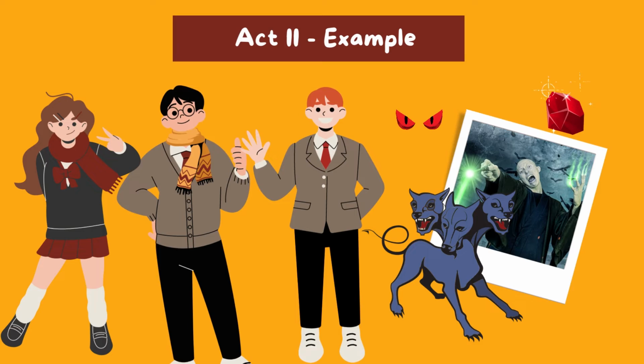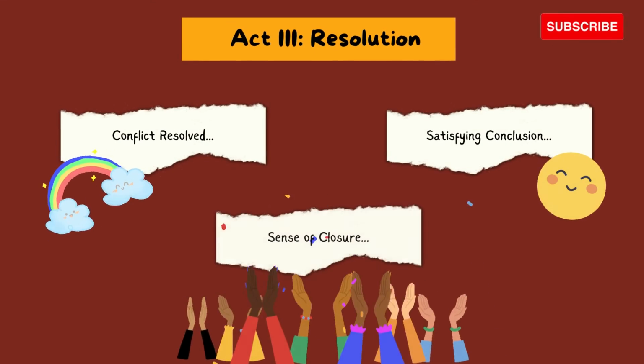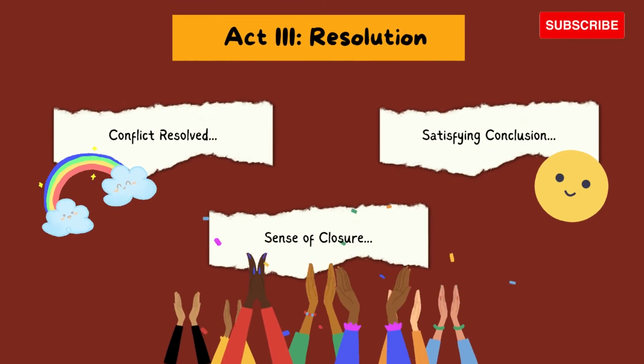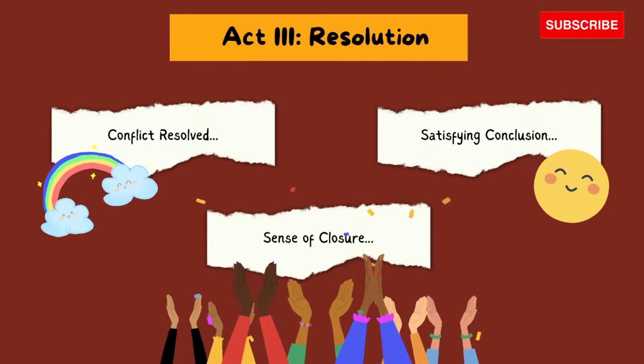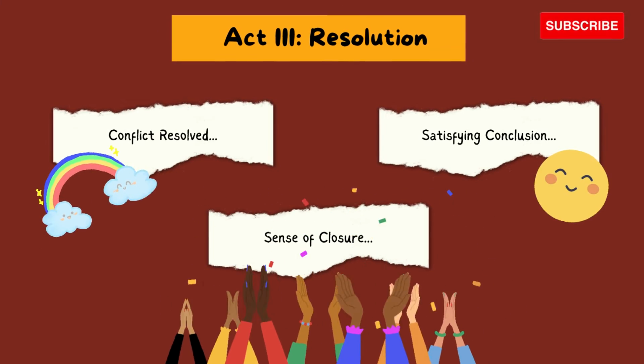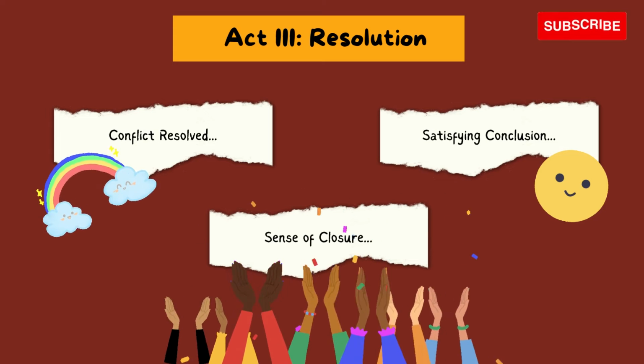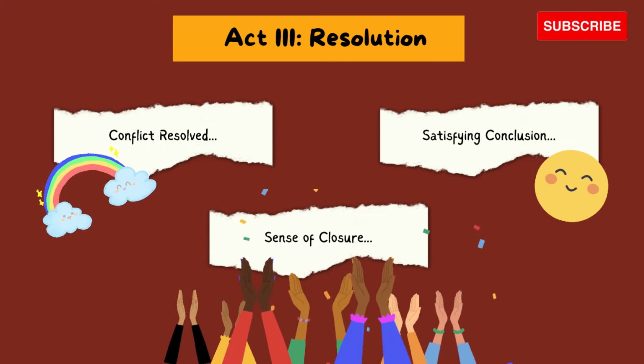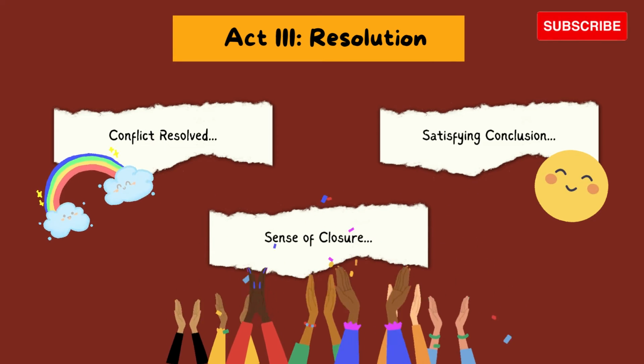The third and final act of the 3-act structure is the resolution. This is where the conflict is resolved and the story comes to a satisfying conclusion. The resolution should tie up loose ends, answer questions, and leave the audience with a sense of closure.